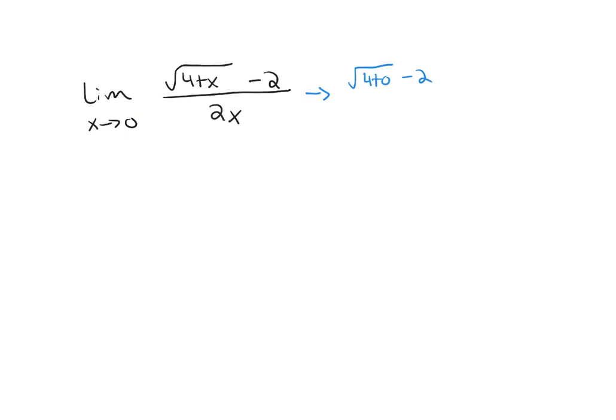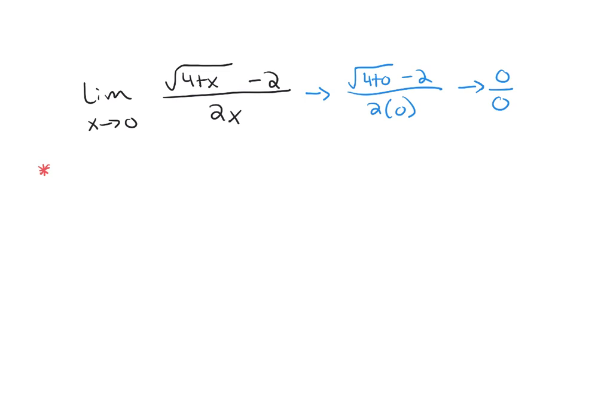The limit as x approaches 0 of the square root of 4 plus x minus 2 over 2x. So first you want to show that it is of indeterminate form. If we plug in 0, on the top we get square root of 4 is 2, minus 2 is 0, and on the bottom is 0. Because it's of that form, we can use L'Hopital's rule.